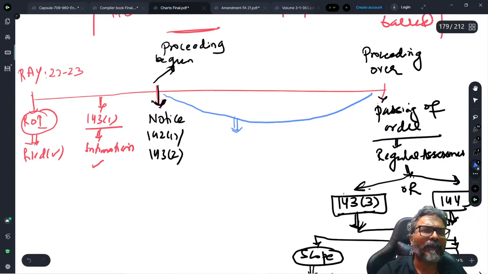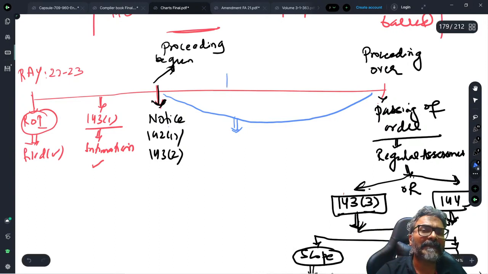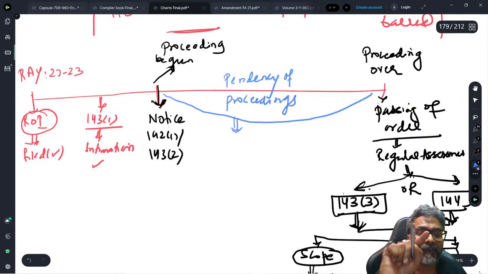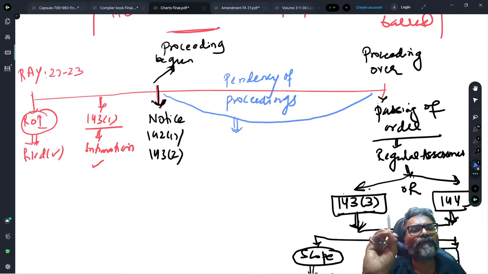Between the point of notice till the point of order, we will say this entire phase is a pendency. The proceeding is pending. So there is a pendency of proceedings in between. Pendency of what? The proceedings. Which proceedings are going on? The assessment proceedings. So this entire phase, students, we will say is a case of pendency of proceedings.